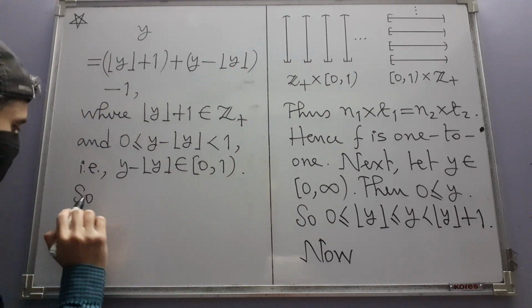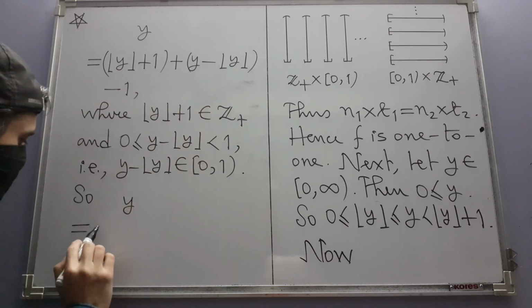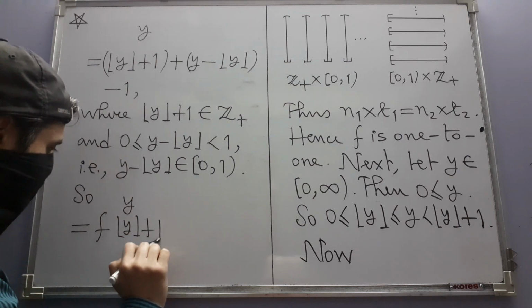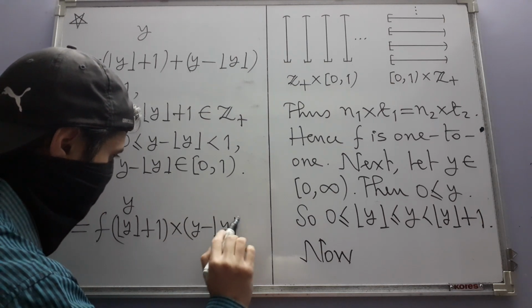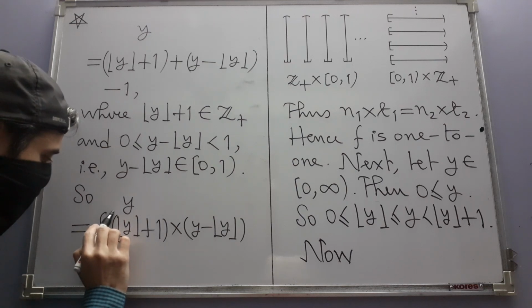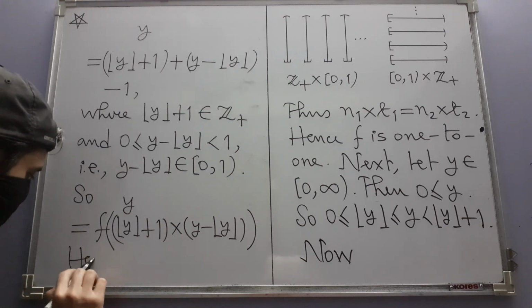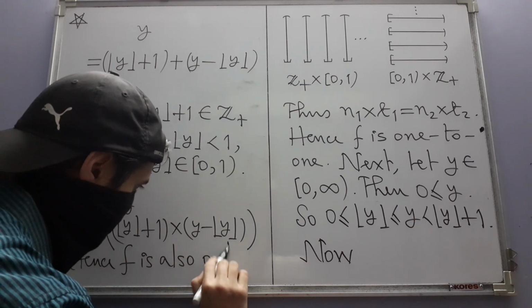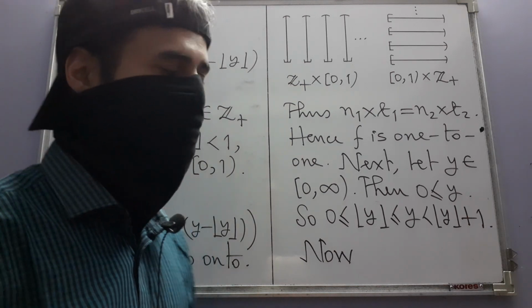So y is equal to, using the above thing, f of floor y plus 1 times y minus floor y. Again, this is an ordered pair. Okay. So we enclose the input within braces. So this shows that f is also onto. We have thus proved that f is a bijection, a well-defined bijection.